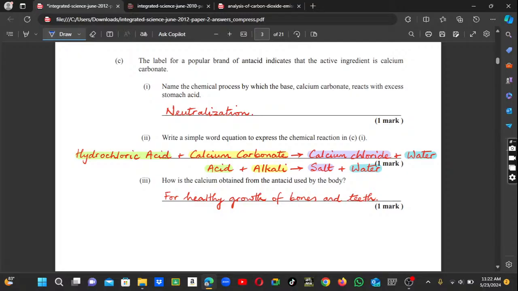Alright, so here it asks how the calcium obtained from the antacid is used by the body. We are talking about how the calcium is obtained. If you need to obtain something, guys, what we are talking about is to get it. So how does the body get calcium from the antacid and use it? We know that it's for healthy growth of bones and teeth.